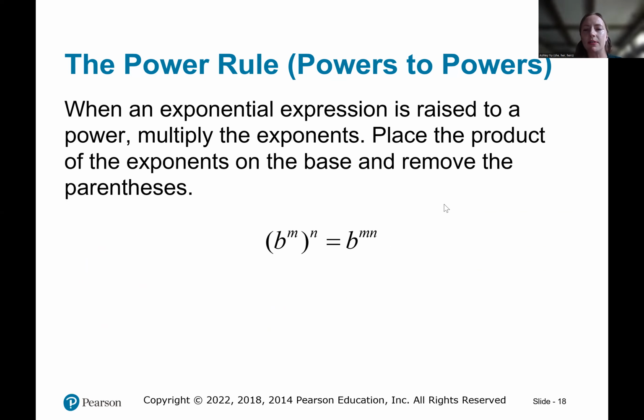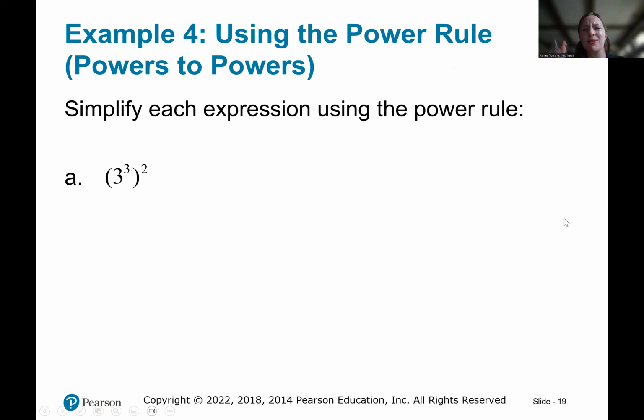As I teach math, I always want to apologize. I'm sorry, there's just so much to remember. And so how about this guy? 3 to the third power to the second power.